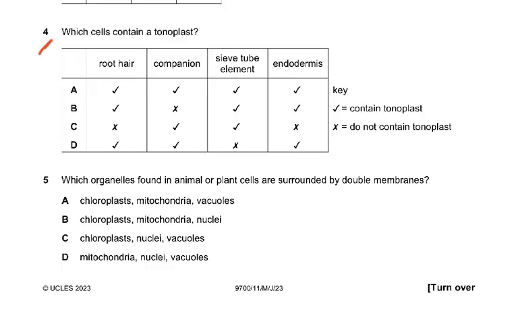Question number 4. So which cells contain a tonoplast? Now we know root hair, companion, sieve tube element, and endodermis. The one which does not contain a tonoplast is a sieve tube element. So that is why the answer is D.